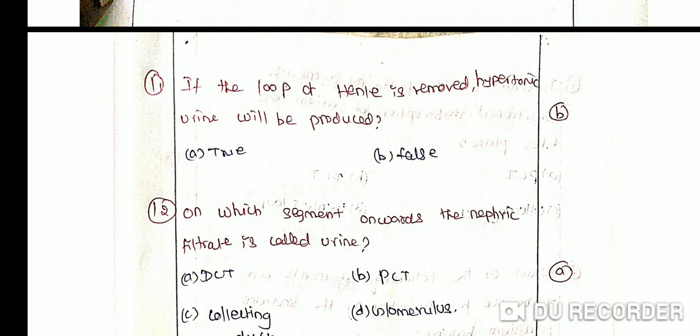If the loop of Henle is removed, hypotonic urine will be produced, as the water will not be reabsorbed as in the descending Henle loop. 5 to 10% of water reabsorption takes place.